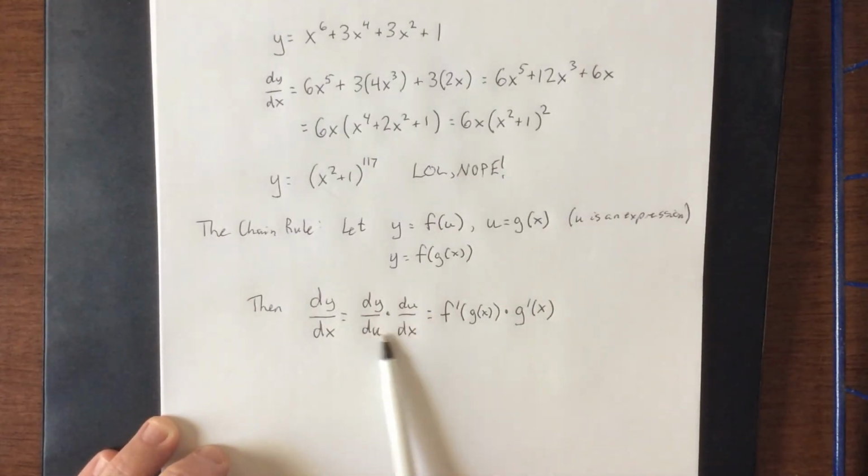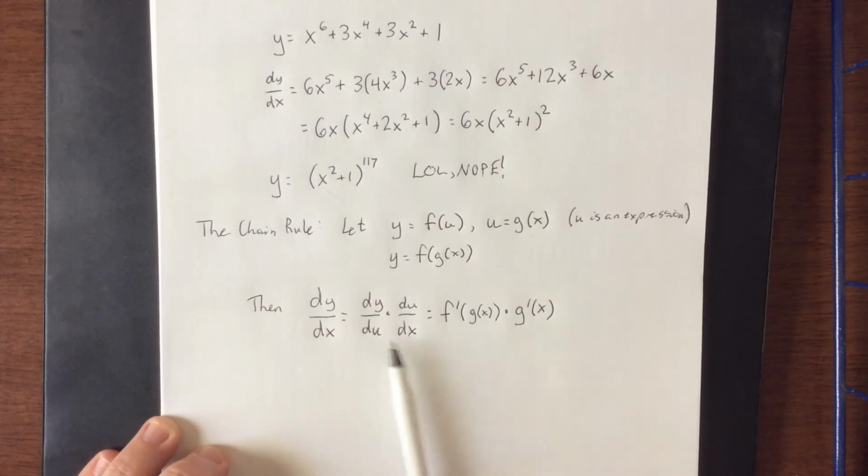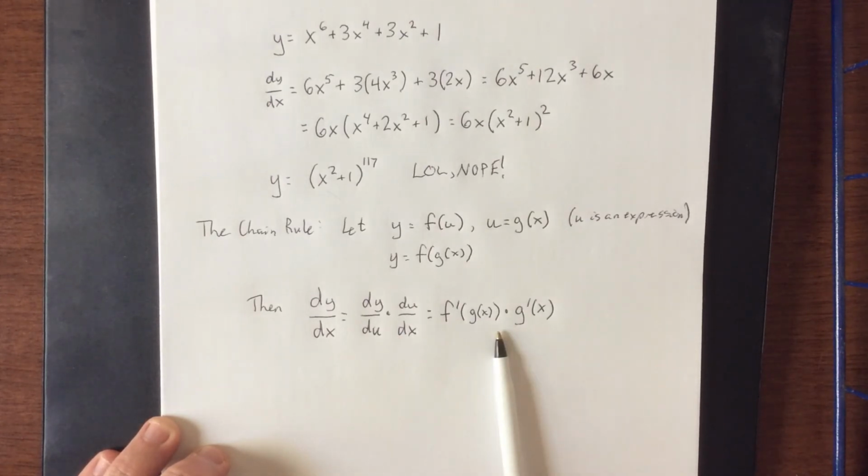Getting into this mentality is known as the outside-in version of the chain rule. This one's inside out, and this one is outside in. We'll discuss both as we proceed in future videos.